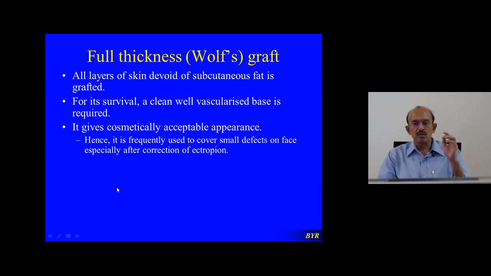So the Wolfe graft, or full thickness graft, cannot be taken in large sheets, just like the split thickness graft. You can take small areas and graft them over the face because the face has high vascularity and needs good cosmetics. If you put a partial thickness graft, that will just look like a stamp, a stamp of skin fixed there. But if you take a full thickness graft, that will have a little better appearance than the partial thickness graft. So the Wolfe graft is used for the face, especially for the correction of ectropion.